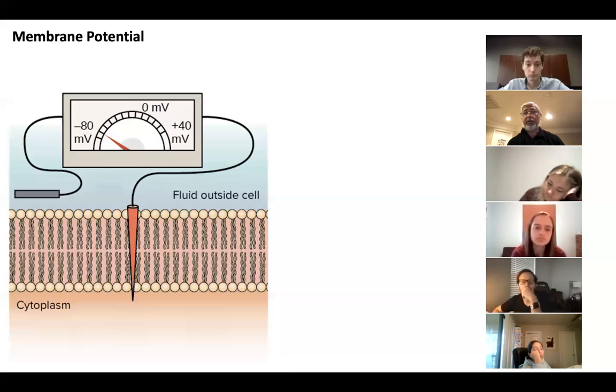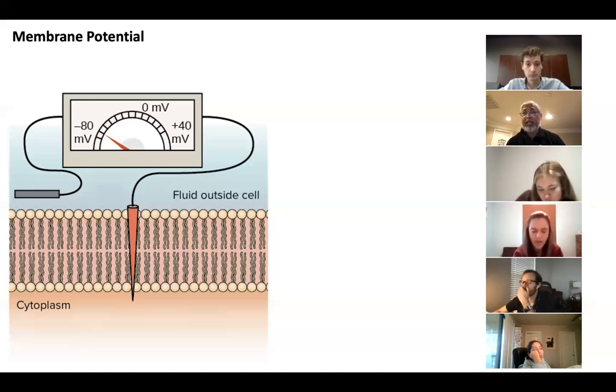Almost all cells of the body have a resting membrane potential, which means when the cells are not stimulated, the inside of the cell will be negative compared to outside. Now, how negative? That depends on what type of cell you are talking about. A large muscle fiber or a large nerve fiber is about minus 90 millivolts. A small nerve fiber is a little less, maybe minus 70 millivolts or minus 60 millivolts, something like that.